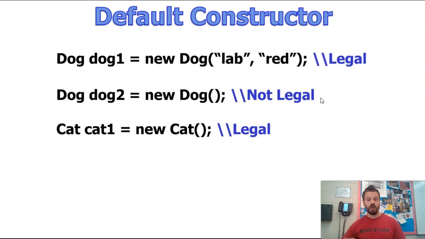Now, could we write a no-arguments constructor that would work? Yes, but there wasn't one in the class, so I don't have a default one given to me. The cat class, on the other hand, did not have any constructors defined, therefore it has a no-arguments constructor, and really that's the only way I can create a cat object, by using that no-arguments default constructor.